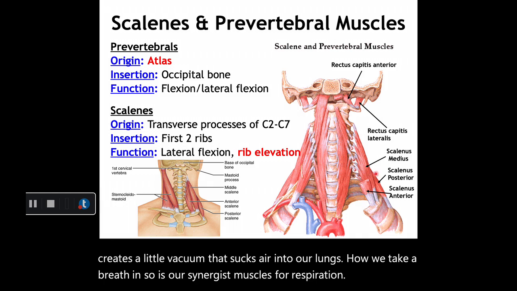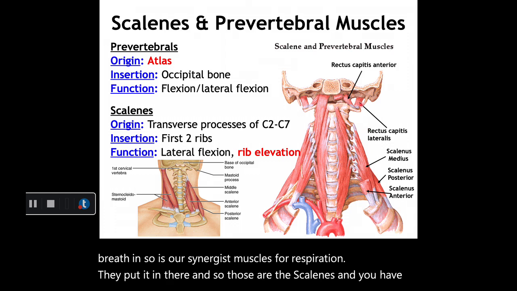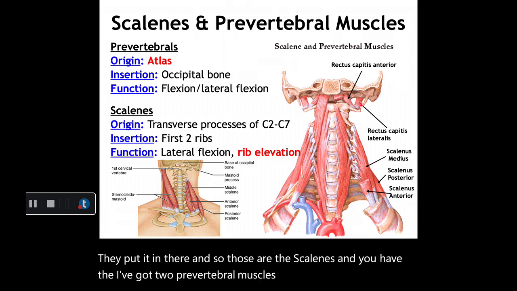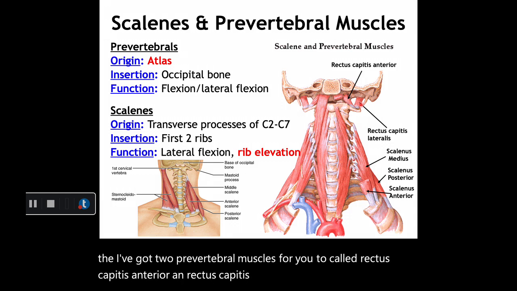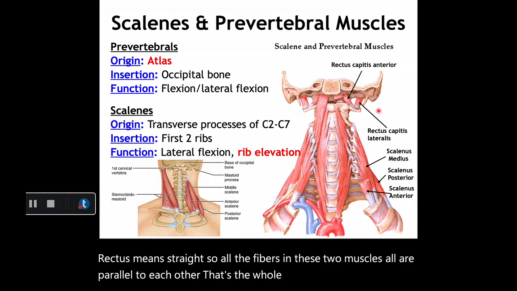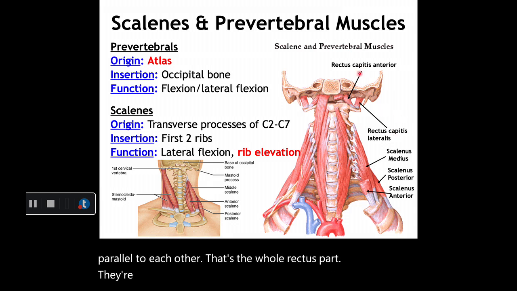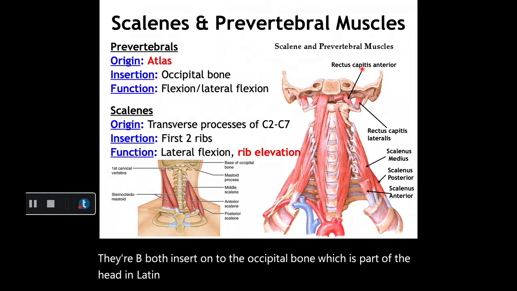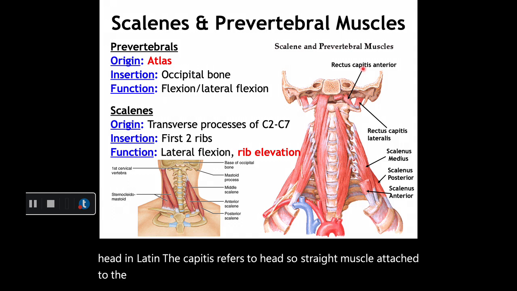Those are the scalenes. Then I've got two prevertebral muscles for you to know, called rectus capitis anterior and rectus capitis lateralis. Rectus means straight. So all the fibers in these two muscles are parallel to each other. That's the whole rectus part. They both insert onto the occipital bone, which is part of the head. In Latin, the term capitis refers to head. So straight muscle attached to the head, rectus capitis.